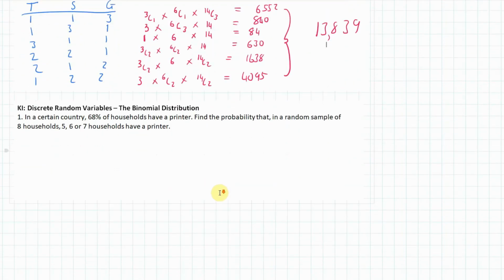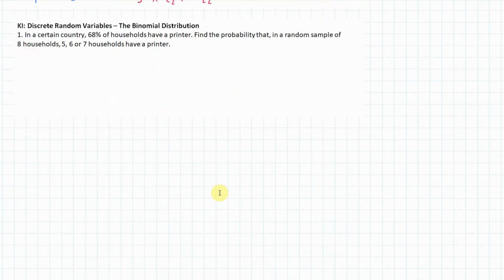Okie dokie. Last question. In a certain country, 68% of households have a printer. Find the probability that in a random sample of 8 households, 5, 6, or 7 households have a printer. Okay, so this is just the typical binomial stuff again. So we're going to go 8, choose 5 households, and then the chance that 5 have them is 0.68 to the power of 5, and then you've got to times that by the probability of not having them, which is 0.32 to the power of 3 for the other 3 households.